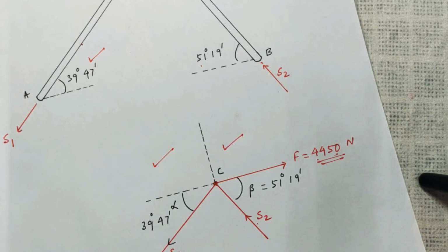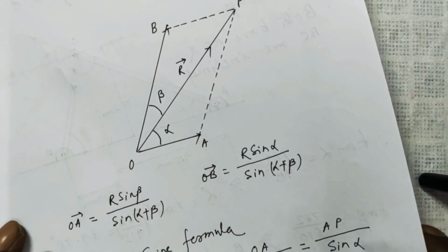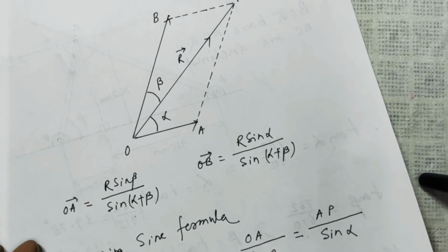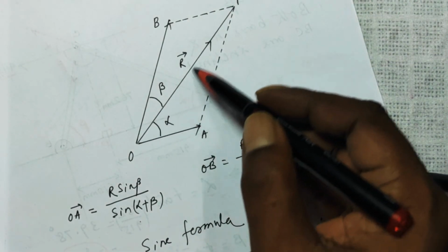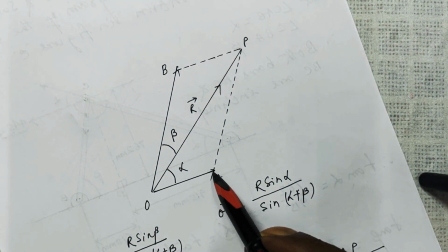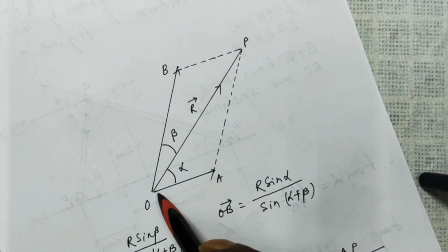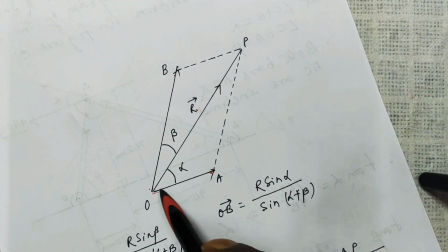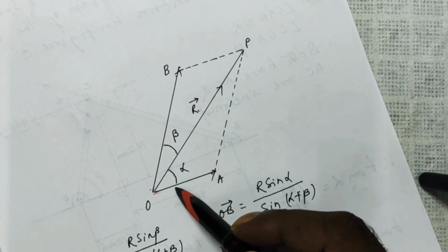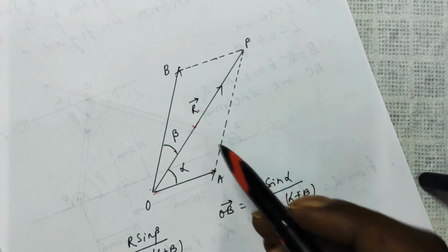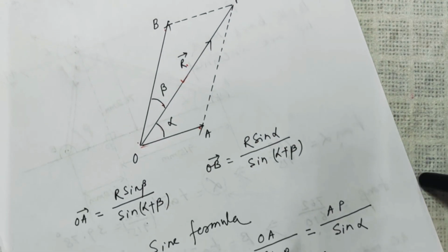Now regarding the components of a vector, this you must remember: how to find components of a vector. Suppose this is a vector, resultant vector R. This is OA. This is OB. OA is one component of R. OB is another component of R. This component is making angle alpha with the resultant. This component is making angle beta with the resultant.